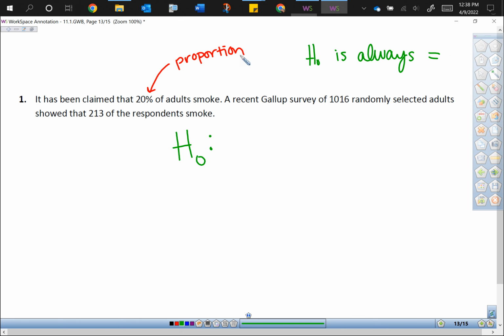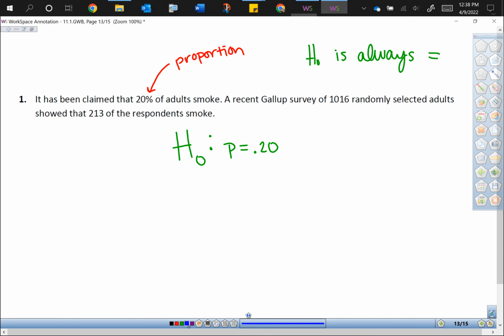So since we're talking about a proportion, that's going to be a p, and we're always going to use the equal sign, which means equals. And then here, it told me that my proportion was 20%, so that's going to be 0.20 or 0.2. It's up to you. That's my null hypothesis. That's as easy as it is. There's nothing else to it.